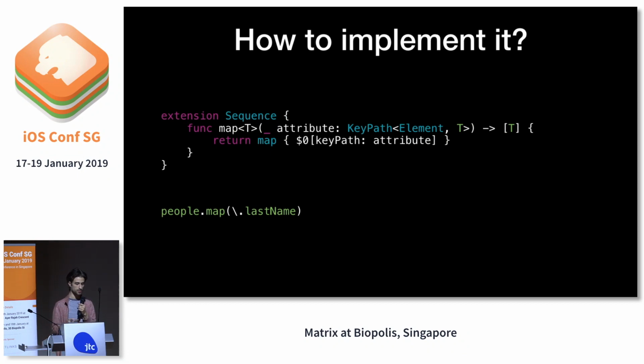And with this, you are now able to do things like an array of people, dot map, a KeyPath to the last name, and you get an array of the last names of all the people that are in your array. So that's the first example, that's quite nice.